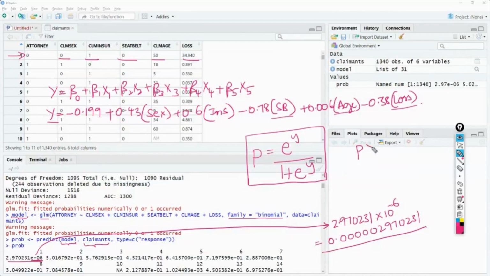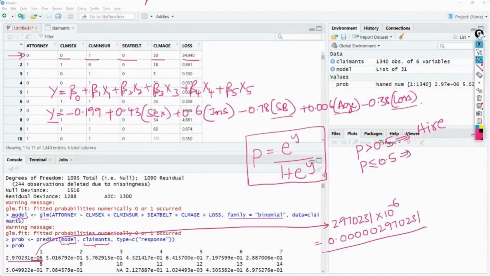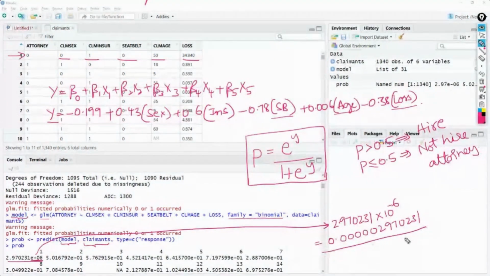You take a cutoff basically. If the probability value is greater than 0.5, you say that person will hire attorney. If probability is less than or equal to 0.5, you say person will not hire attorney. Is this greater than 0.5 or less than? Less than. This number less than 0.5 means will not hire attorney.